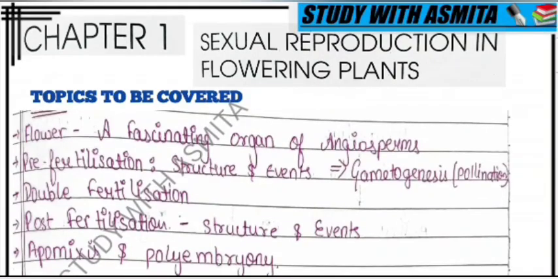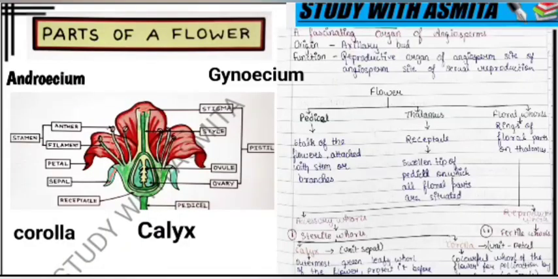Before starting the chapter, we are going to discuss the topics which we have to cover in this chapter, which are: flower, a fascinating organ of angiosperms, then pre-fertilization, structure and events, then double fertilization, post-fertilization, apomixis and polyembryony. Now let's start with our new topic, that is flower, which is basically a fascinating organ of angiosperms whose origin is the axillary bud. It is basically an organ which is the site of sexual reproduction in flowering plants.